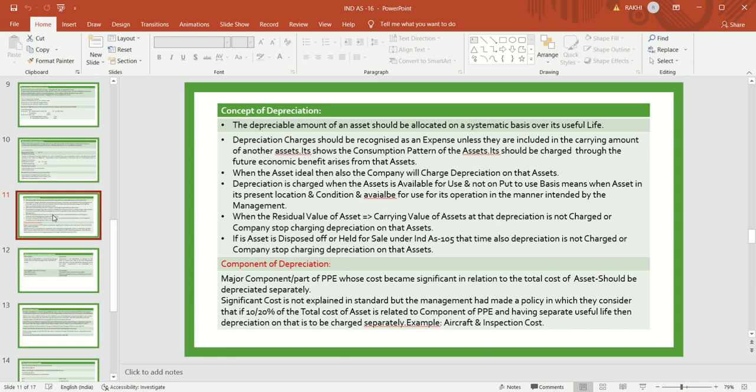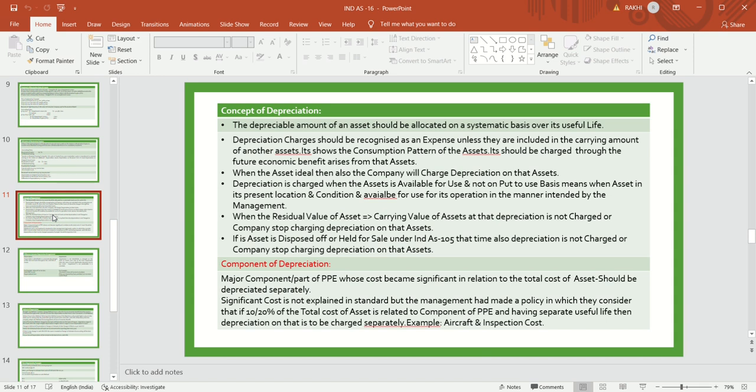Put to use concept is for income tax purposes, but in the Companies Act, when you bring the asset to its present location and condition, available for use by the management, at that time the company will start charging depreciation on that. So depreciation is charged when the asset is available for use and not on put to use basis. Means when the asset is in its present location and condition and available for use for its operation in the manner intended by the management.